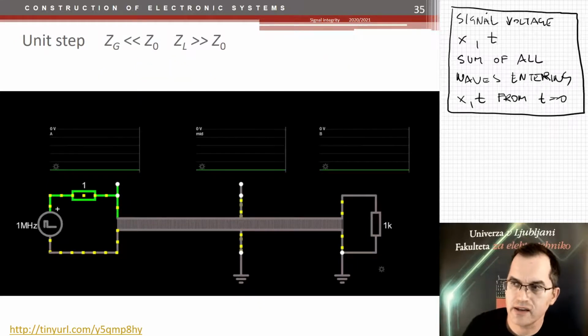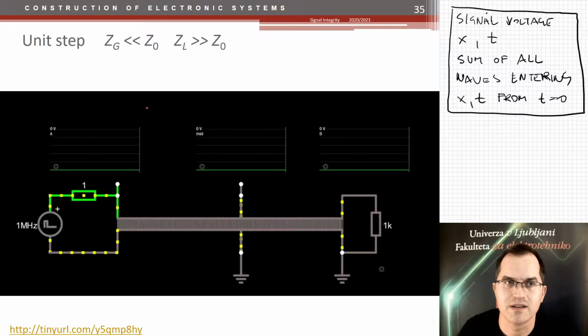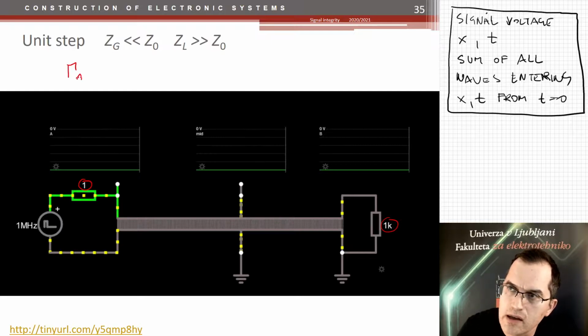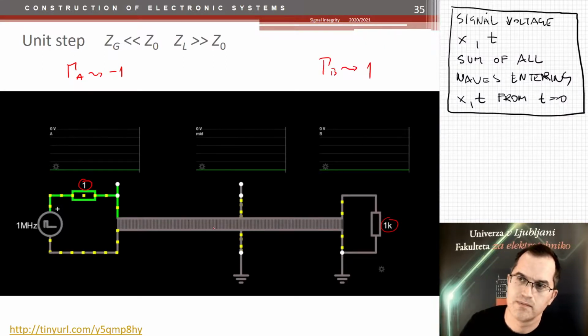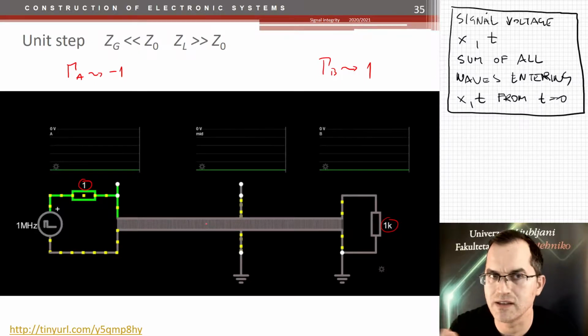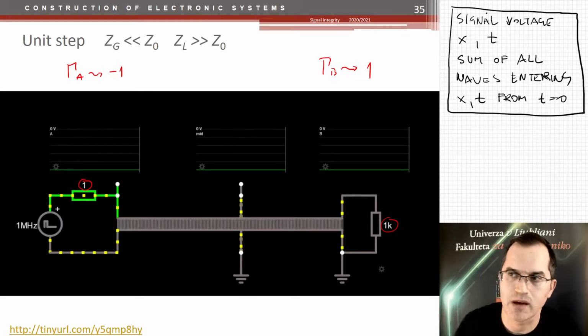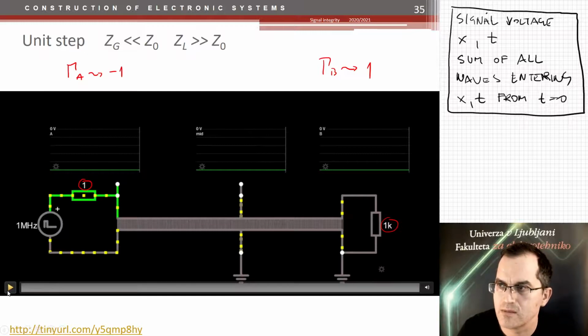Okay, this is another example which is a little bit more to the limits. So we have a very good generator. We have a large load impedance. So we have gamma A almost minus 1 and gamma B almost 1. This is ideally an ideal system, isn't it? I mean, come on. We have a great generator. We have high load impedance, which means low power consumption. But let me show you what happens.